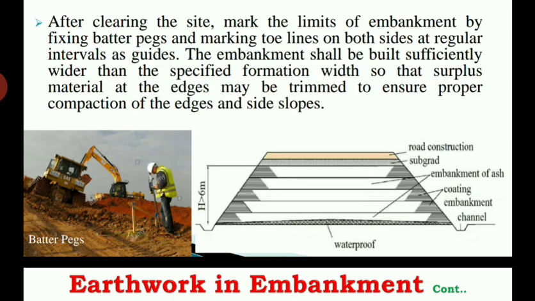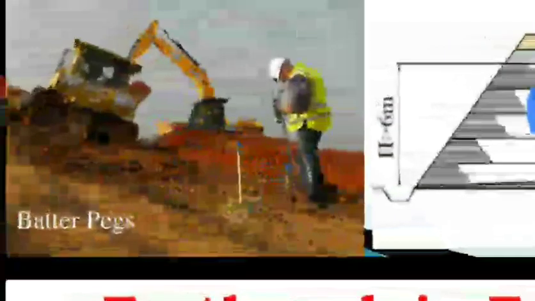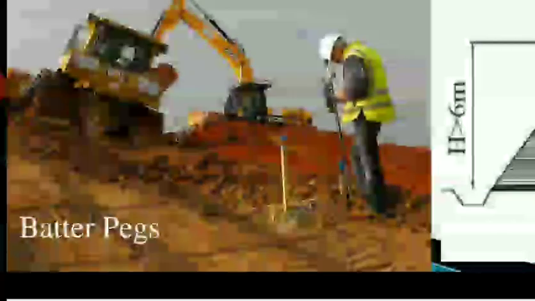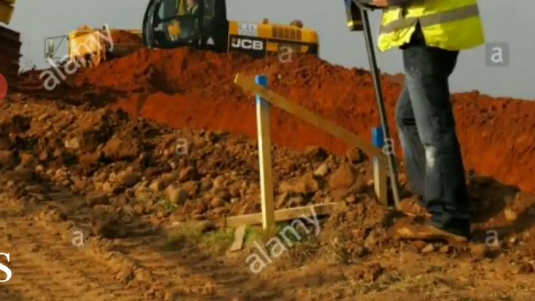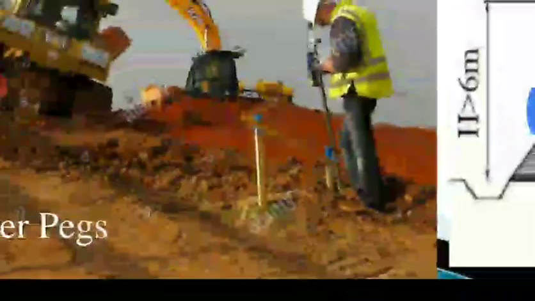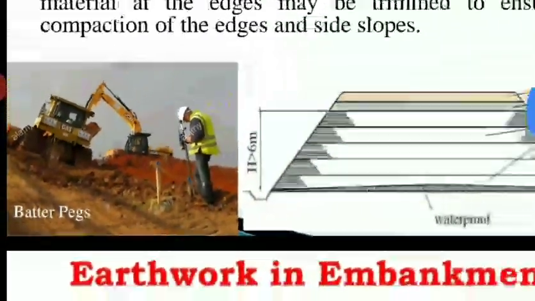So that marking can be done by using batter pegs. Here you can see the batter pegs in this image. Whatever wooden strips you can see here, by using these we can measure the exact height of the embankment compared to the existing road level, and then what will be the exact slope. So we are going to mark temporarily by using these batter pegs, right?